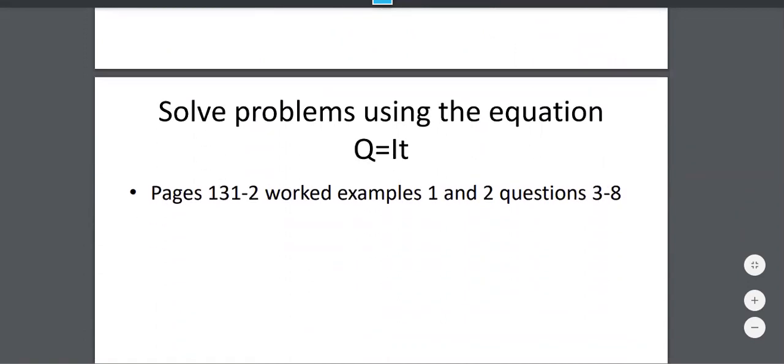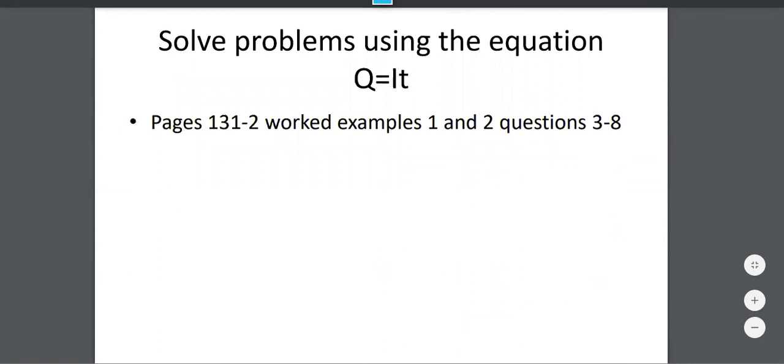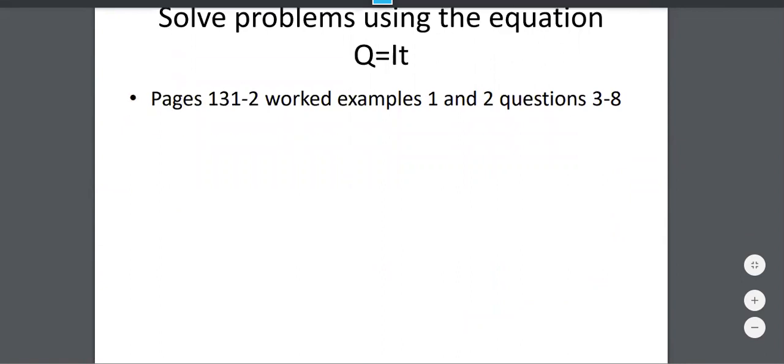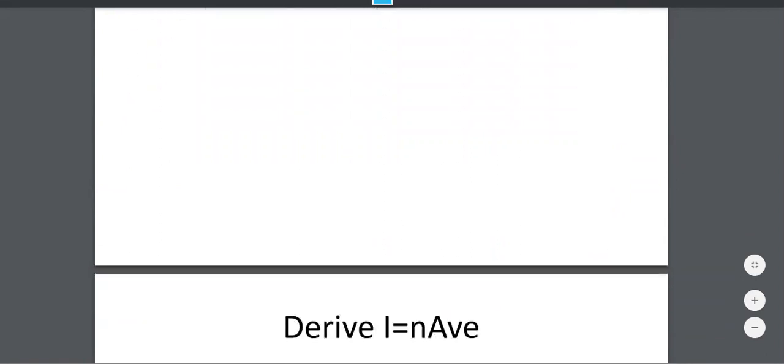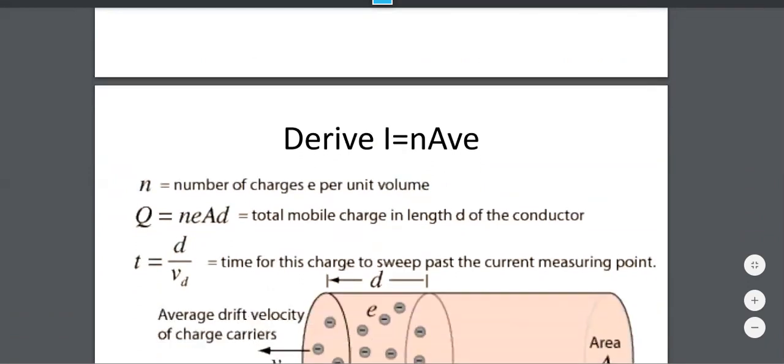All right, solve problems using the equation Q equals IT. We'll queue up some worked example problems and questions. Just like we always like to do with physics, we have some unknowns and an equation that relates what we want to know to what we do know, and then we can solve for what we don't know. Here's another equation. The learning objective: derive I equals nAvQ.